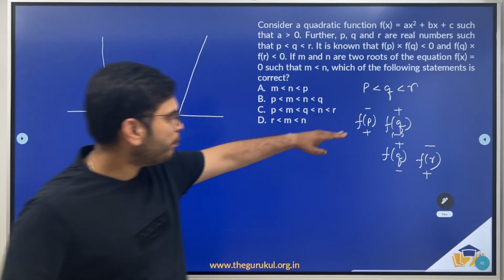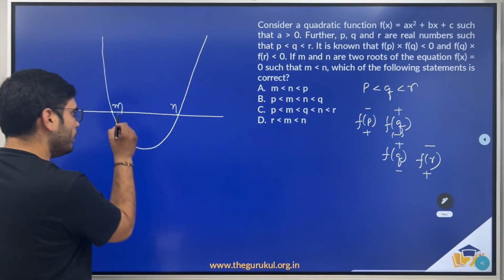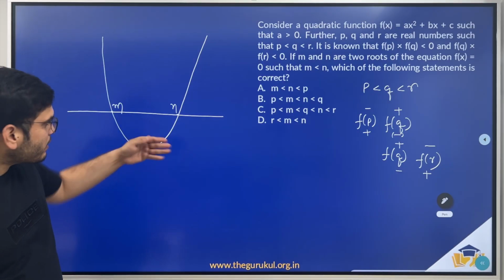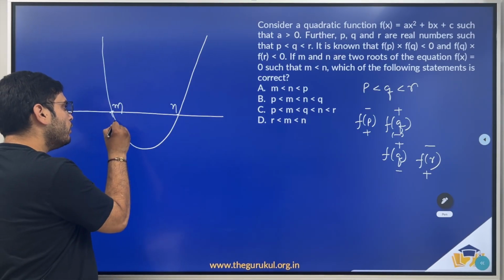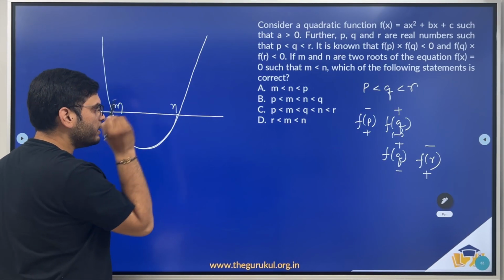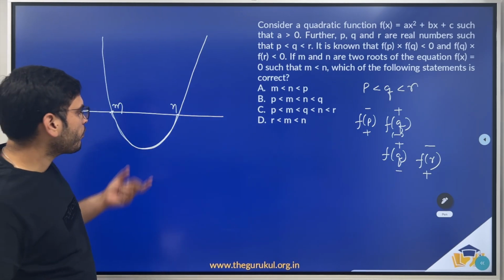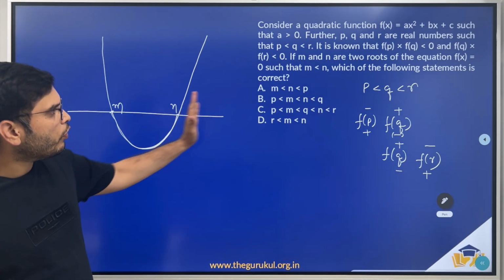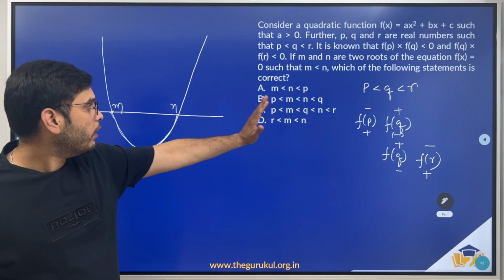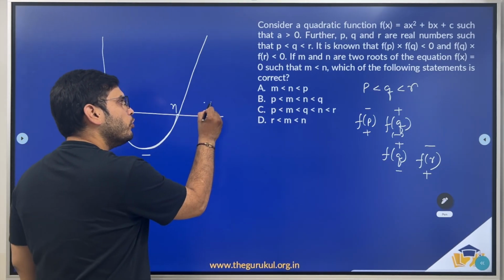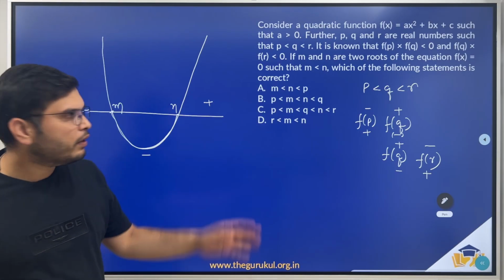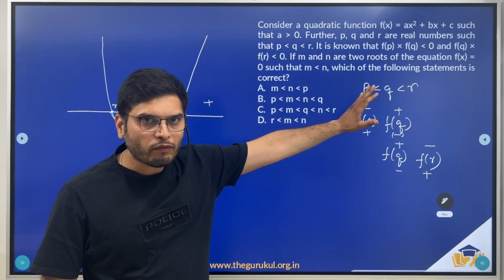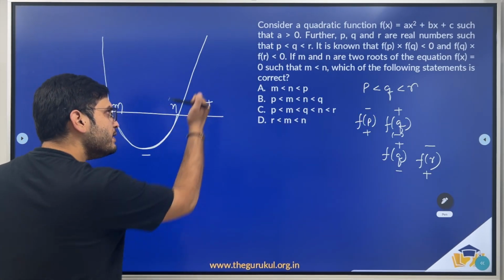Now f of p is to be negative. So f of p, right? So this is below the x-axis. So this part of that curve is negative. So p should be here, right? Now if p is here, q and r both are greater than p, right? So f of q should be positive. So q has to be here. And can we have f of r being negative? No, right? So this is not possible.